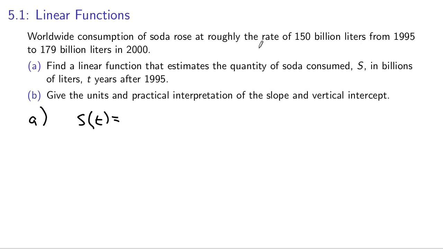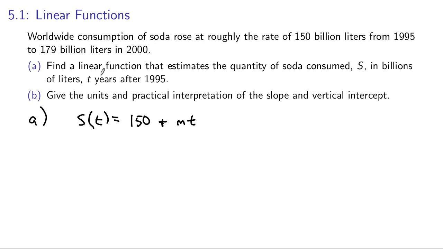So we'll have S of t, and now we need to find our linear function. To do this, we need to use the points that we've been given. We know that we have, at the beginning, 150 billion liters. But we have to add some slope times t. We don't know the slope. We weren't given the slope. We were given, in 2000, there were 179.